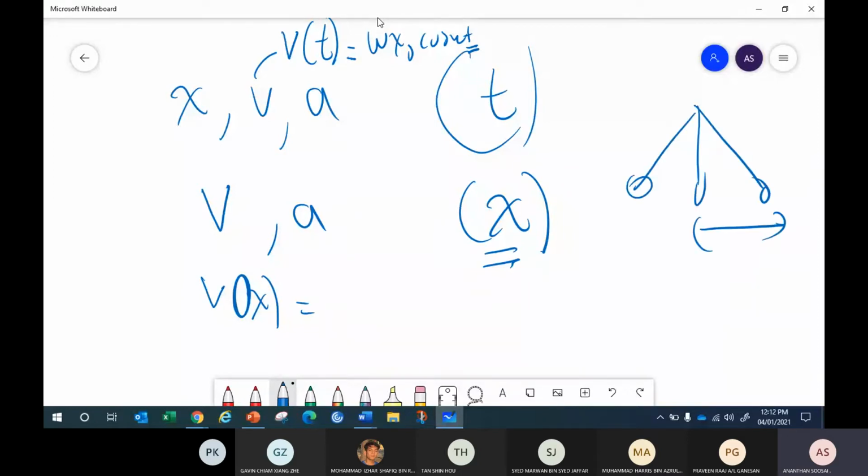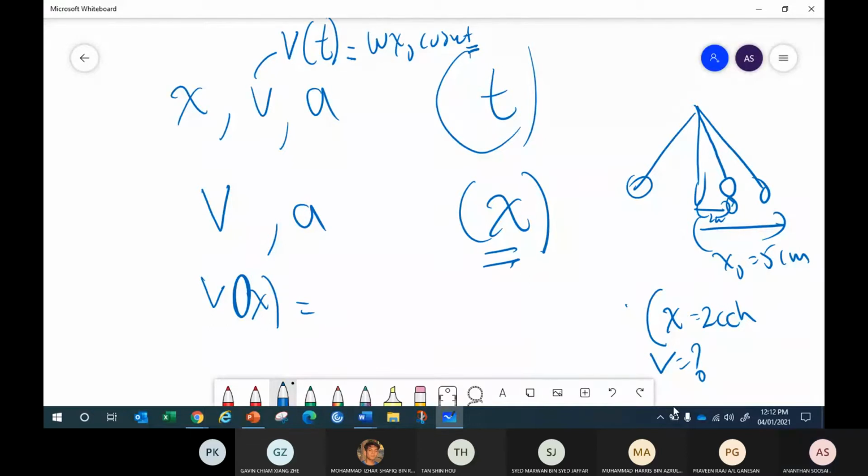Let's say its amplitude x naught is 5 centimeter. They can ask a question like, when the pendulum is at a displacement of 2 centimeter, when x is 2 centimeter, somewhere here in the diagram, at this position, what is its velocity? They can ask what is its velocity at a given displacement.